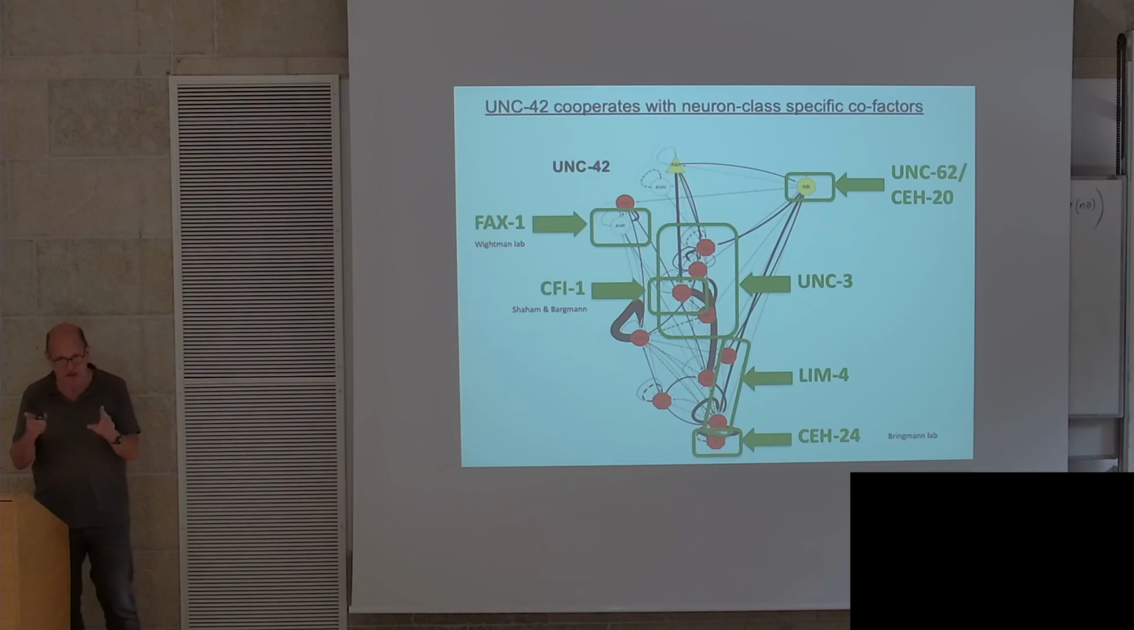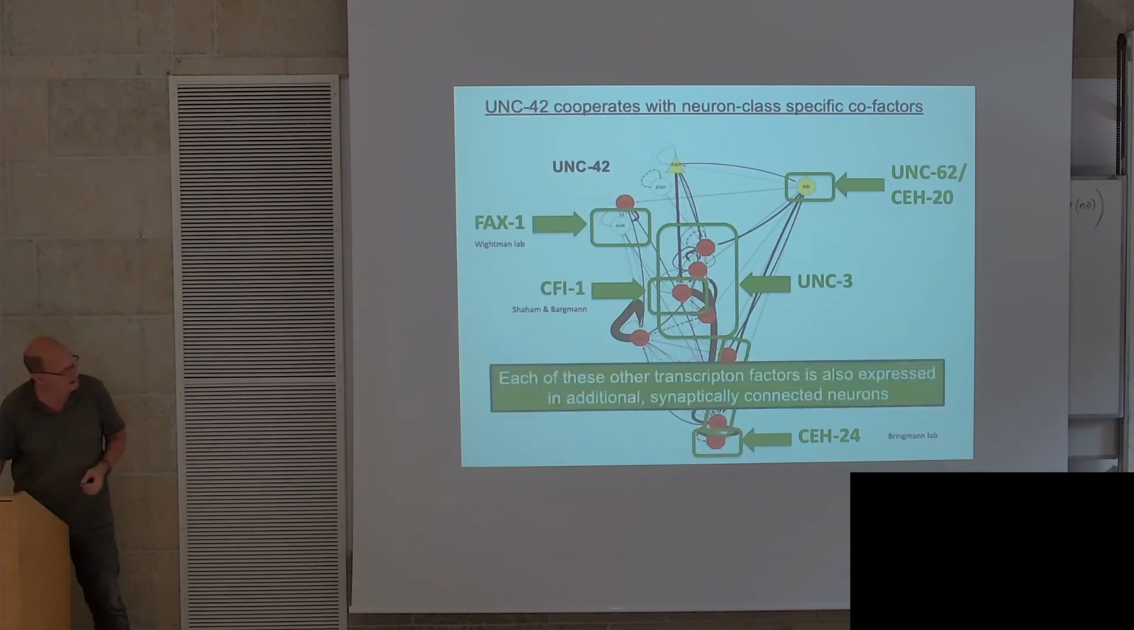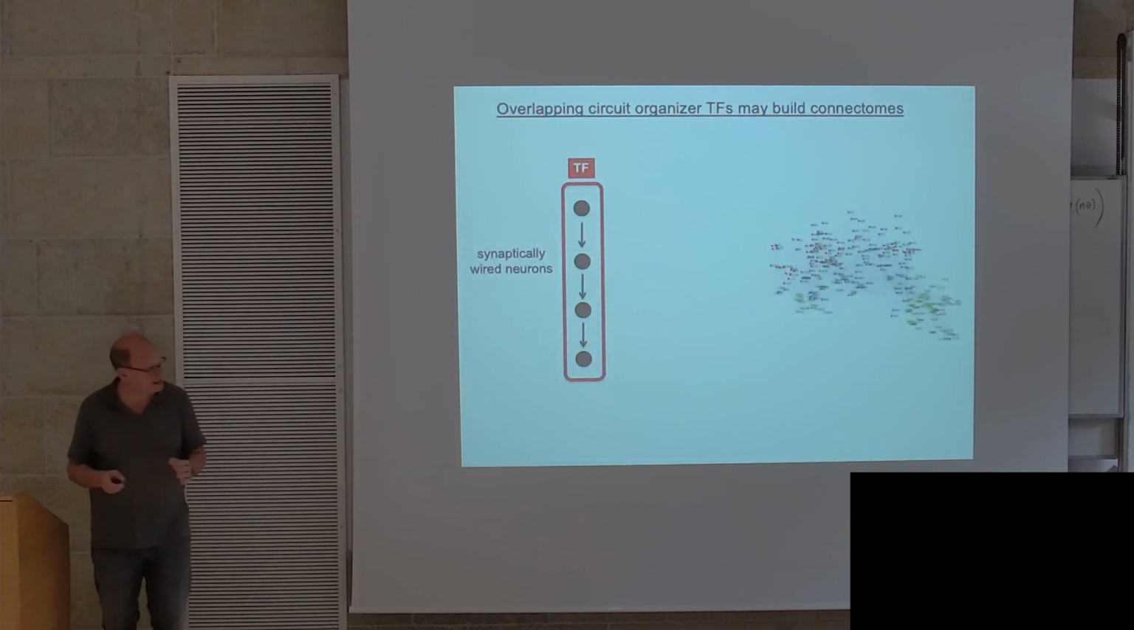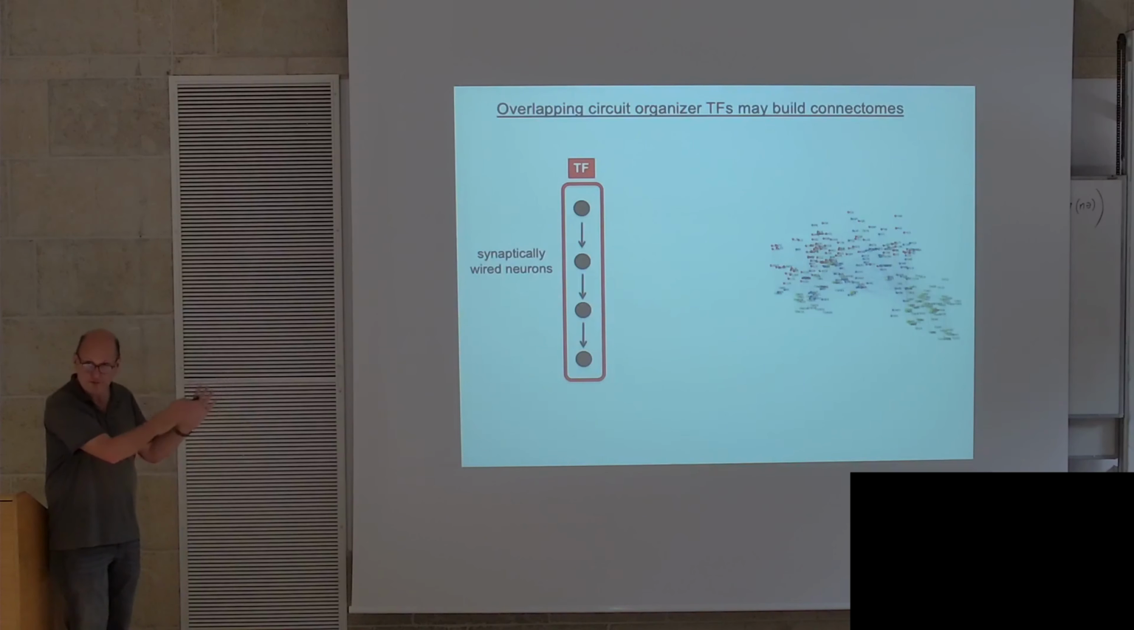Before I show this to you visually, which is going to look very confusing, I'll give you the punchline first. The punchline is, this is now boiling down this UNC-42 circuit, these different cells, different neurons, synaptically connected. They all require that one transcription factor, UNC-42, to be assembled into circuitry, we think, right?